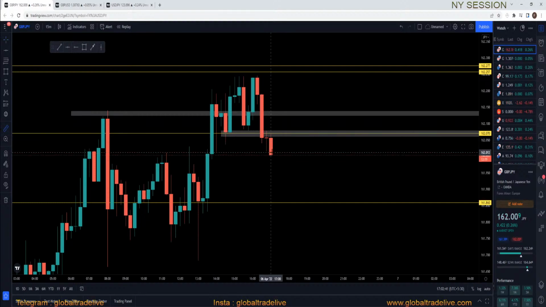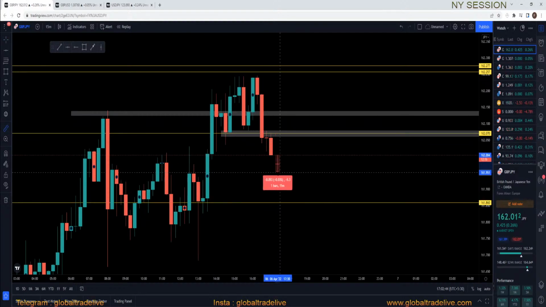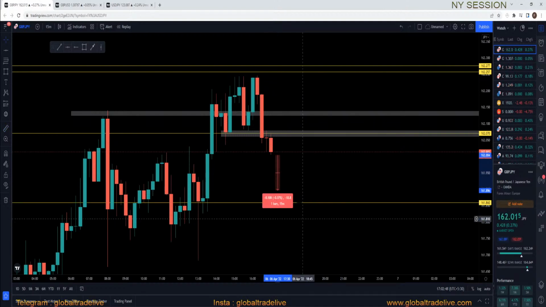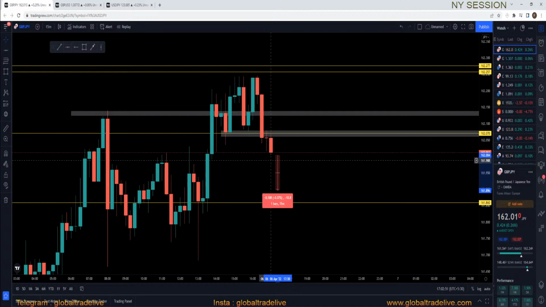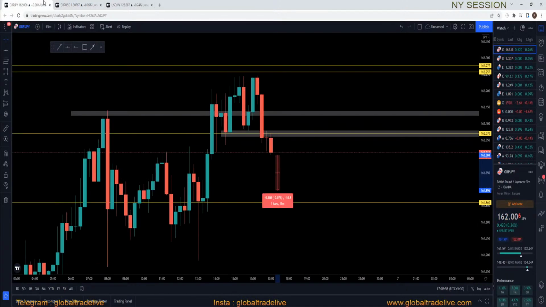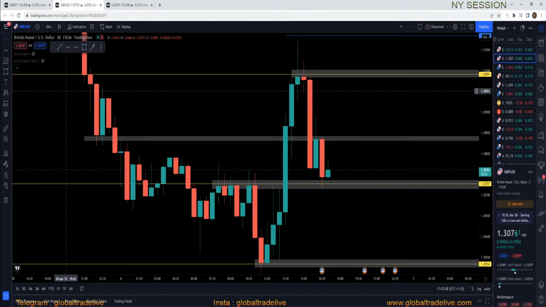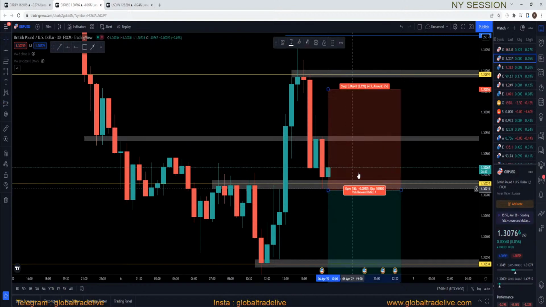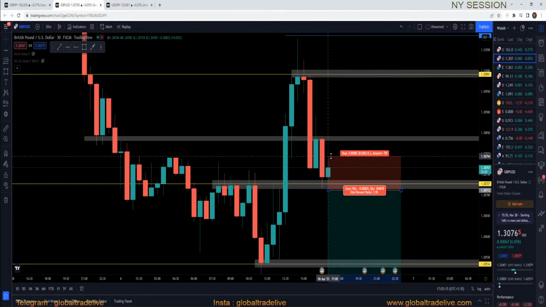So it just broke the low. Let's see if it falls all the way down over here. So this is 10 pips. Let's see if it just goes down 10 pips or rejects these prices over here. And if I look at GBP USD, then this will be my plan.